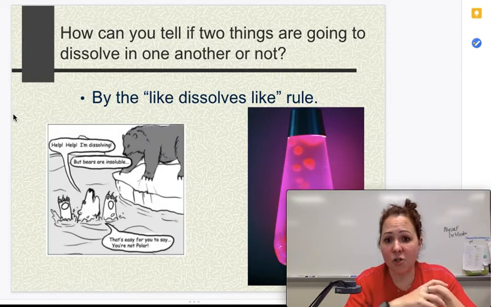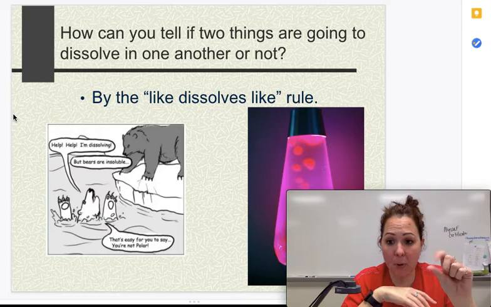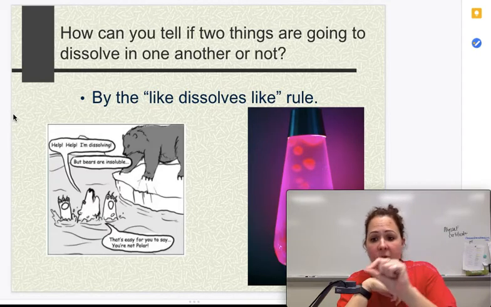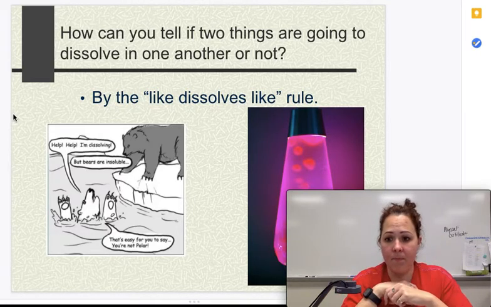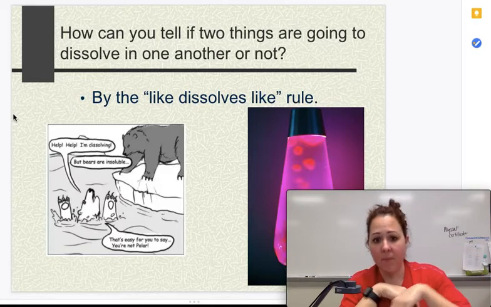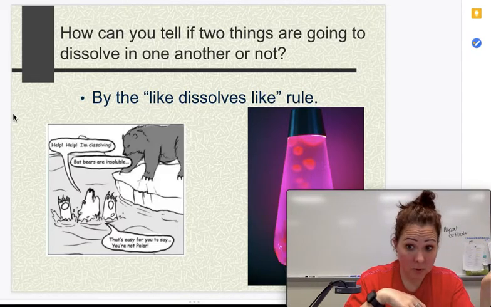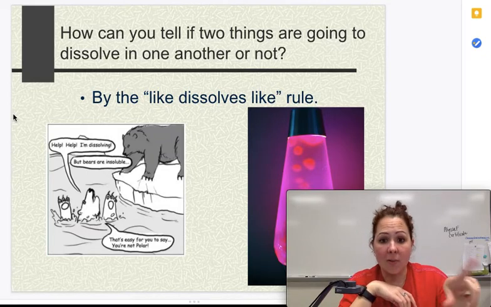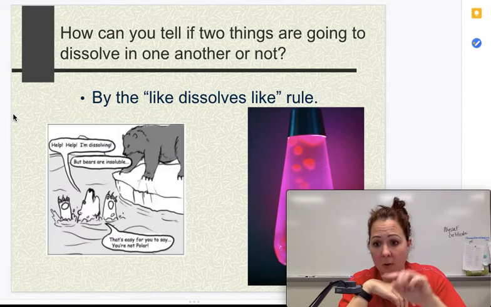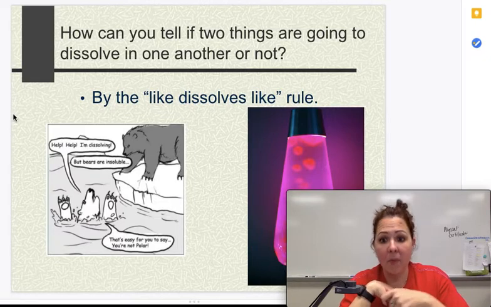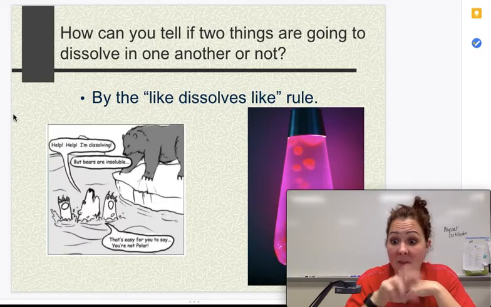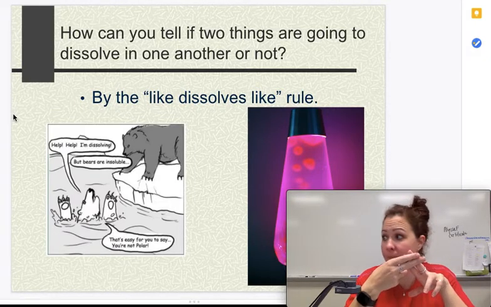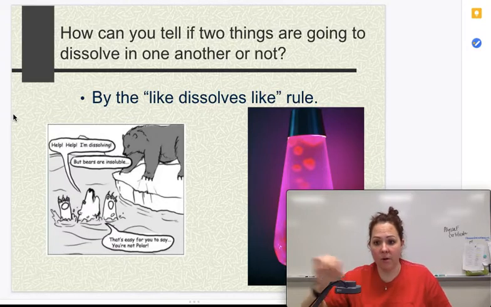Like dissolves like just means that if you have something that is polar, it's soluble in a polar compound. Polar dissolves polar. If you have something that is nonpolar, same thing, it will dissolve into something that is nonpolar. So like dissolves like. Polar dissolves polar, nonpolar dissolves nonpolar. If you have something that is polar and something that is nonpolar, they don't mix together. So they have different polarities, they're not going to mix.